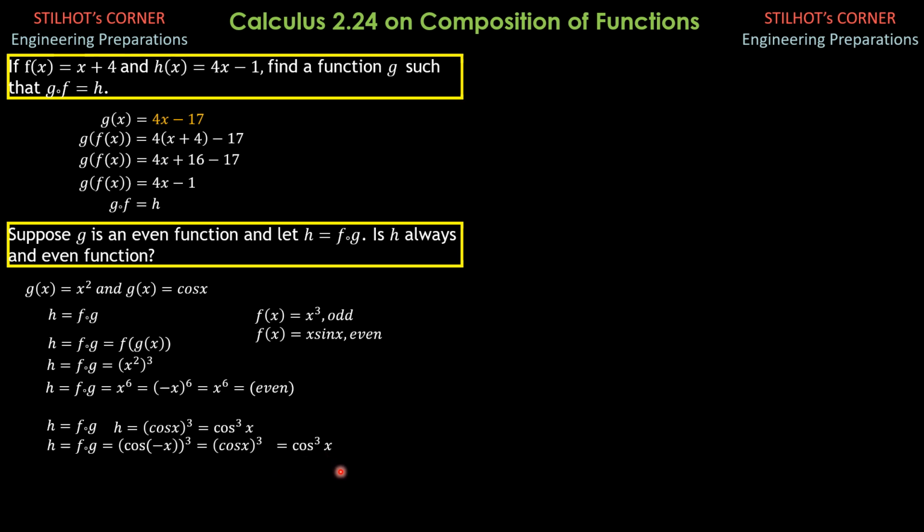Cosine cube of x is even, because replacing x by negative x, it goes back to cosine cube of x. So that's why it is even.